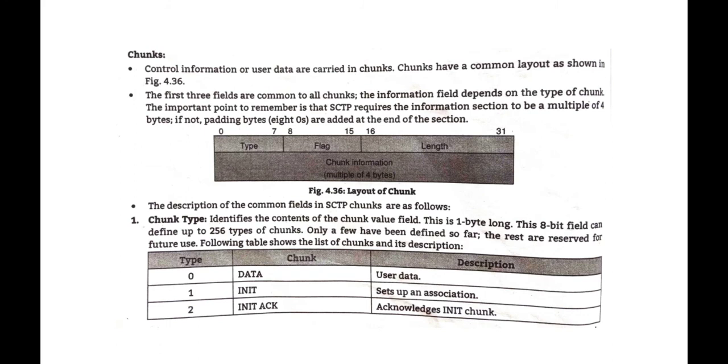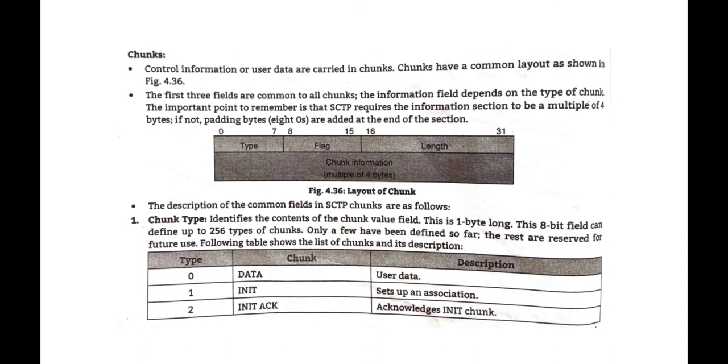Padding bytes mean that, suppose your Ethernet frame is 1500 bytes and your data is only 1000 bytes. To maintain the balance, here we use padding bits, so some extra bits are added. Now, the chunk type identifies the type of information present in the particular chunk data.